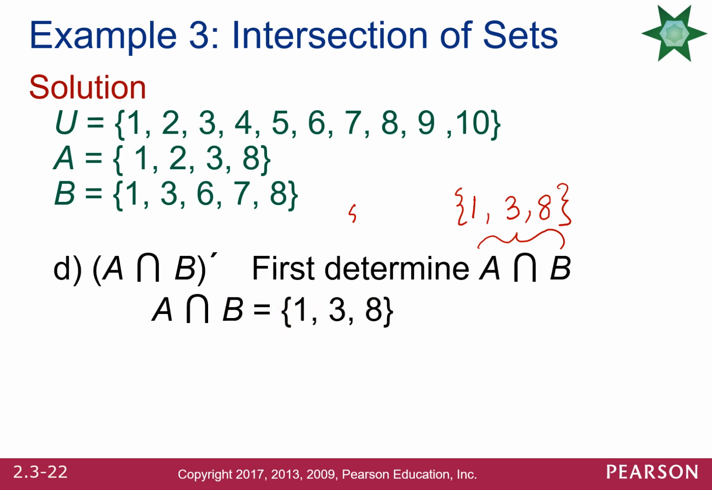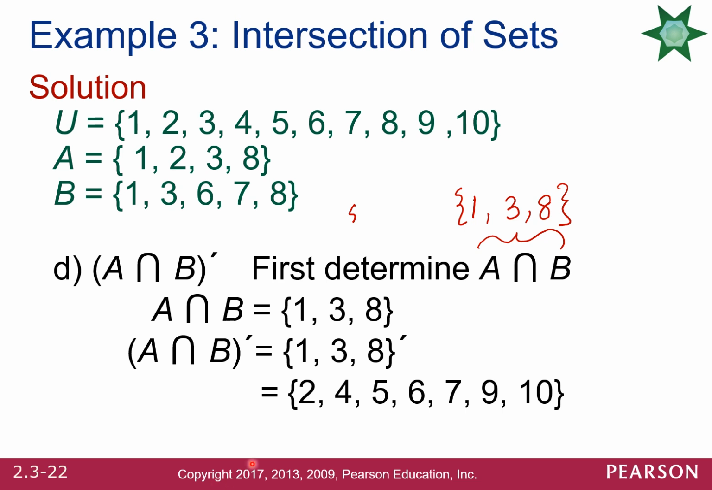So we will be picking all the values which are not 1, 3, 8 and come up with this list of values. All right, 2, 4, 5, 6, 7, and then 9 and 10. So these are the ones which we cannot pick from the set of universal values because those are A intersection B. All right. So this is how we work through these problems.